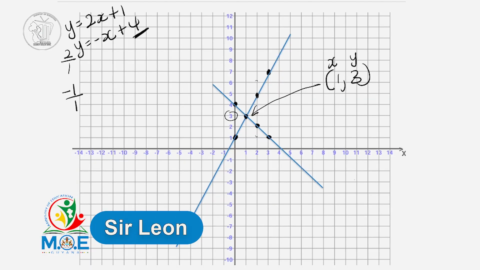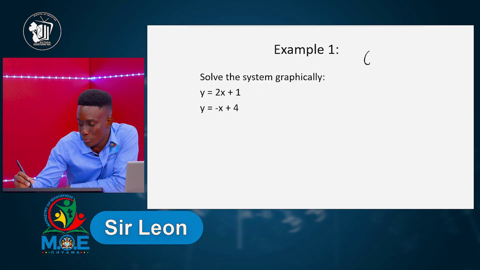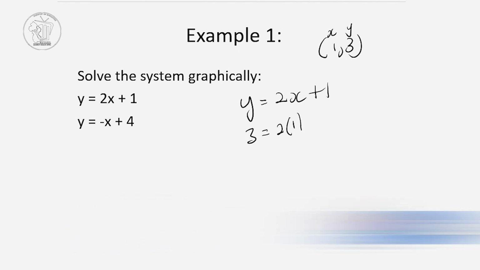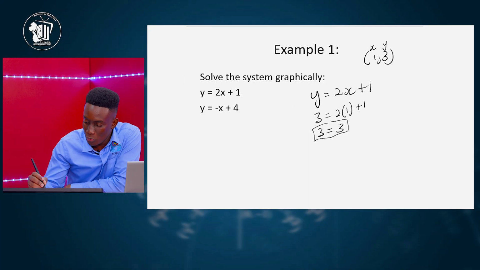Let's go back to the equations and check if our answer is correct. The solution is 1, 3. Let's take the first one, y equals 2x plus 1. x is 1 and y is 3, so we have 3 equals 2 multiplied by 1, plus 1. 2 times 1 is 2, and 2 plus 1 is 3. So yes, that checks out. Let's try the other one now.